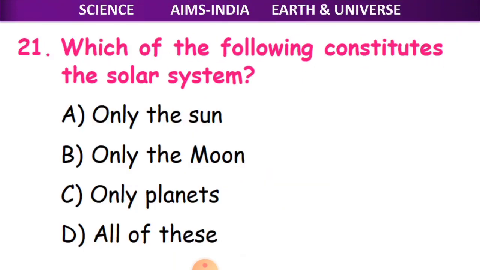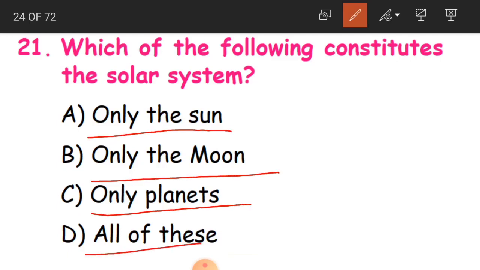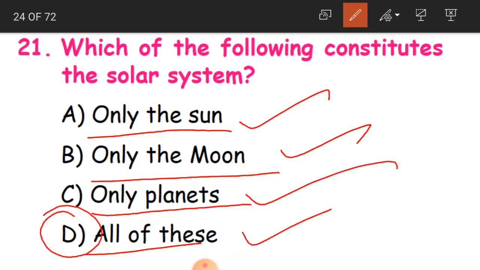Clear, children? Now, the 21st question. Which of the following constitutes the solar system? See here, only the sun, only the moon, only planets, and all of this. So the question is, what are all there in the solar system? What does it constitute? So it has the sun, it has the moon, it has all the planets. So all of these, D is the correct answer.